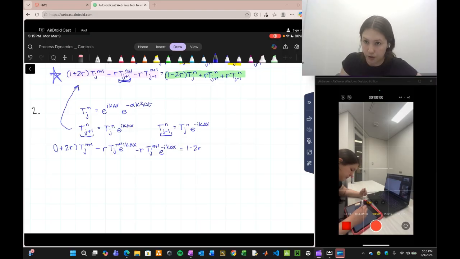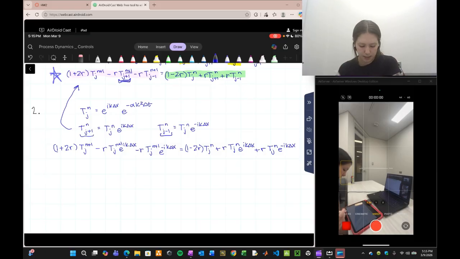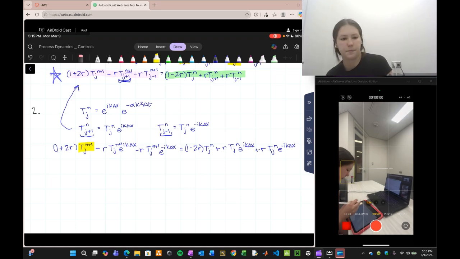We can do the other side as well. It'll be 1 minus 2r times T sub j of n, and then plus r times T j n e to the I k delta x, and plus r T j n e to the negative I k delta x. And next we can simplify this further by combining our like terms. We can see that we have common terms on this side of T sub j n plus 1.